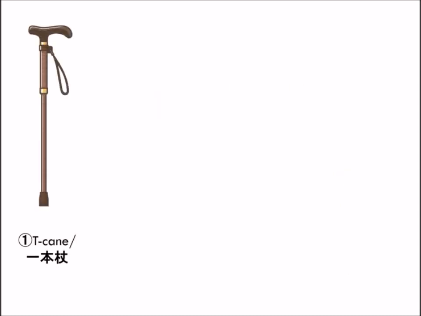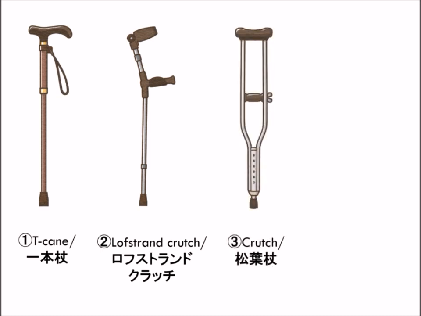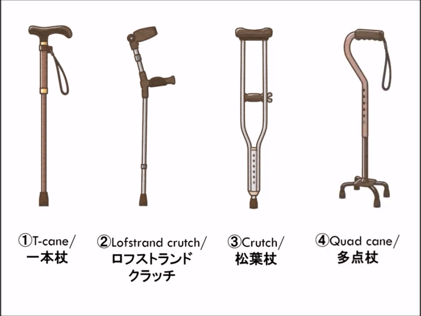T-cane. A T-cane is lightweight and very user-friendly. Lofstrand crutch. A Lofstrand crutch is a heavy-duty adjustable forearm crutch that will hold up to the tough crutch user. Crutch. A crutch is something you lean on when you are hurt or weak.